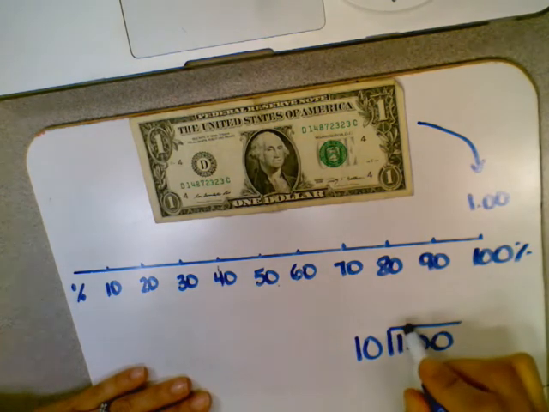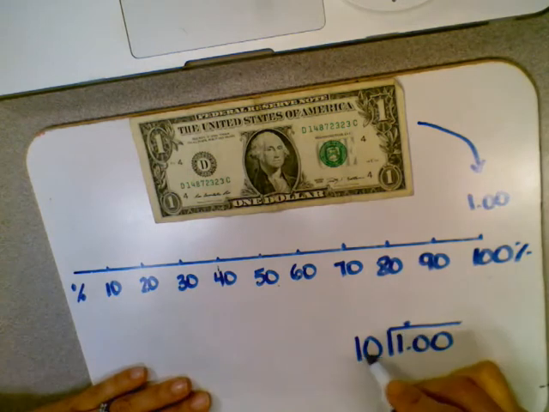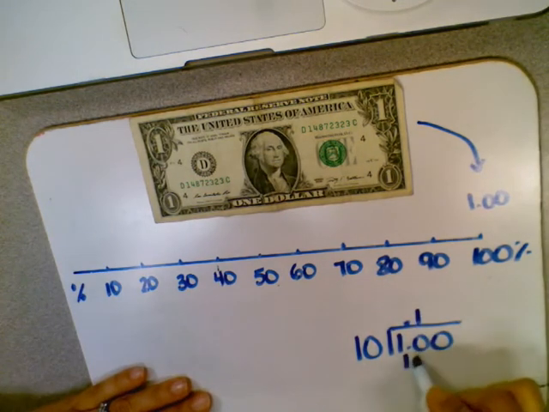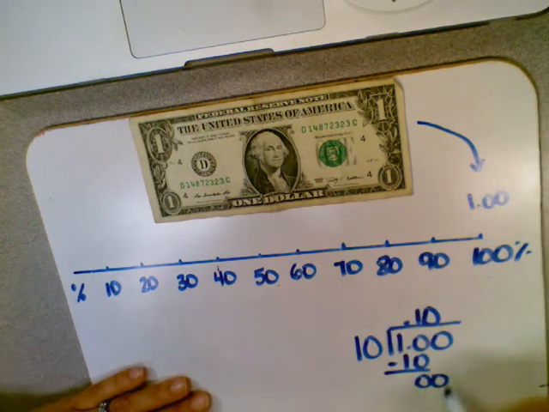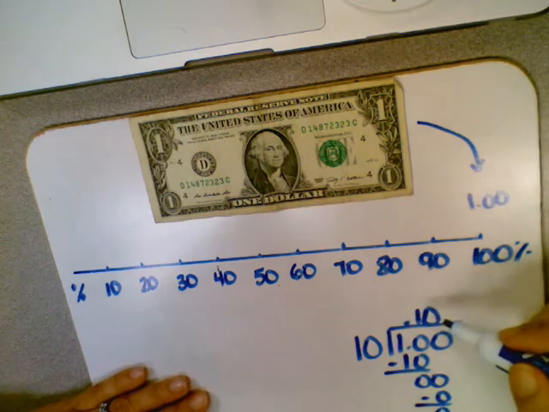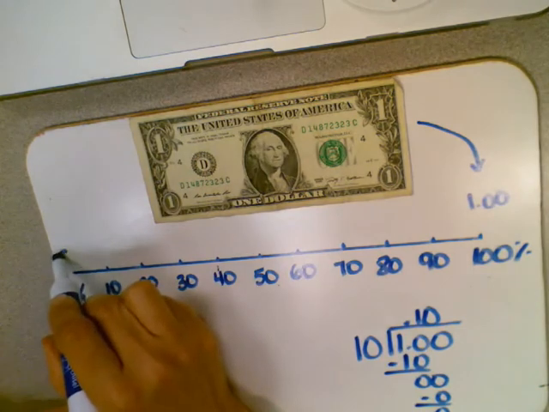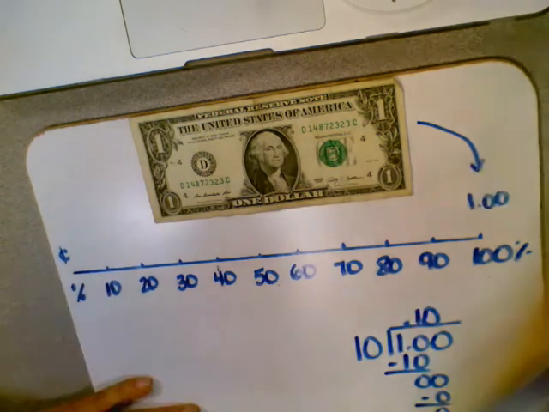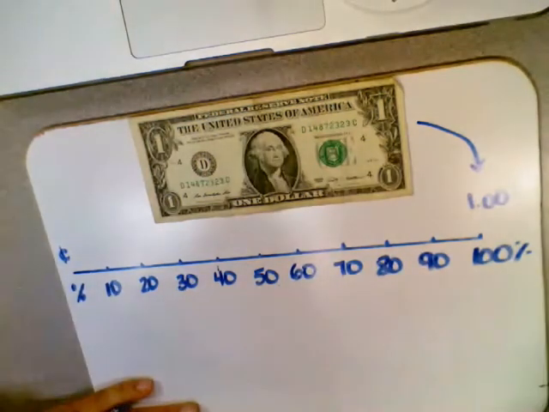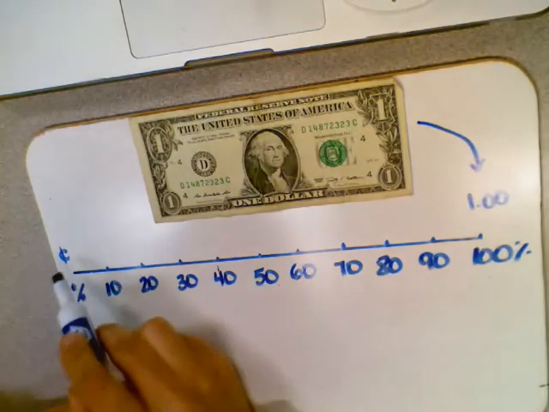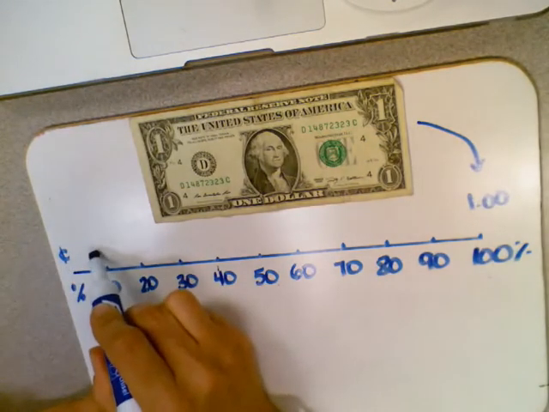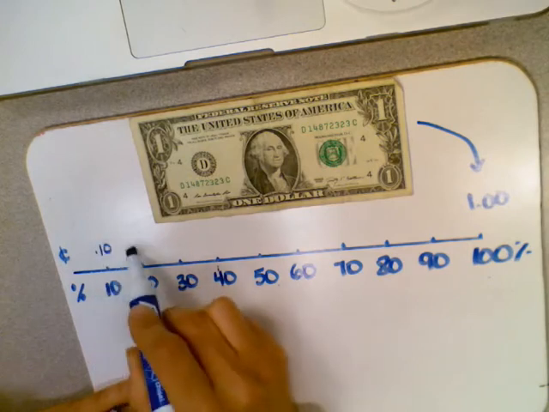And now we're dividing by decimals. Bring the decimal straight up. 10 goes into 10 once. 10 goes into 0, 0. And I notice that each of my tick marks, which is also called the unit rate, is worth 10 cents. So above my percent ruler, I'm going to write cents, because that's what I'm working with. And each tick mark is worth 10 cents.